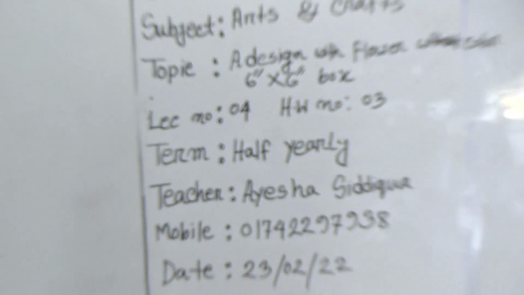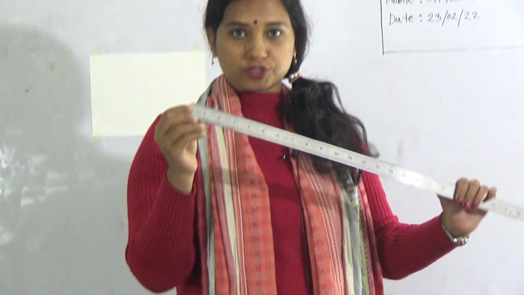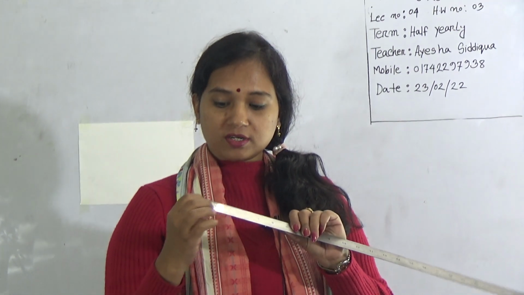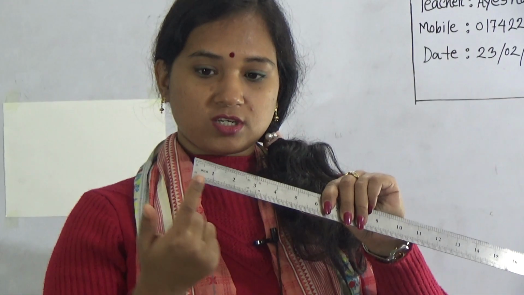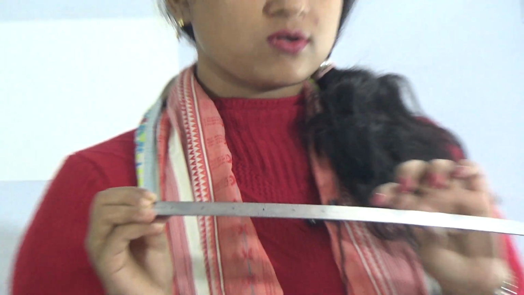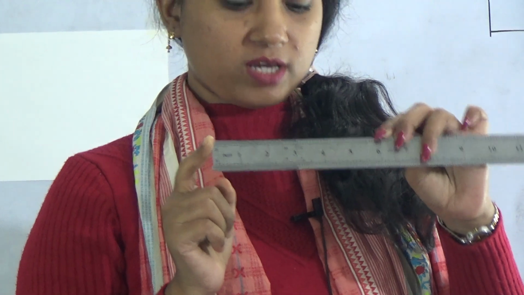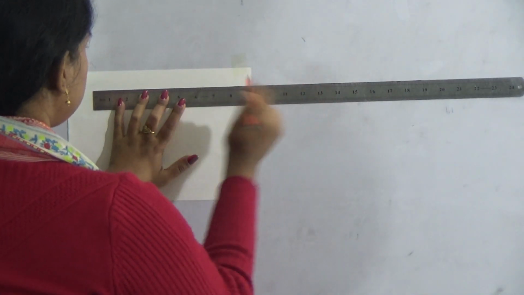Everyone, now look at the scale. I will show you. This one is the inch portion. Okay, everyone, when you use the scale, look at the scale, that inch is right here. So everyone, drag the line from this portion, that means 0 to 6. Okay, now I will show you how to draw a design. You must use the pencil when you draw the design. Okay.